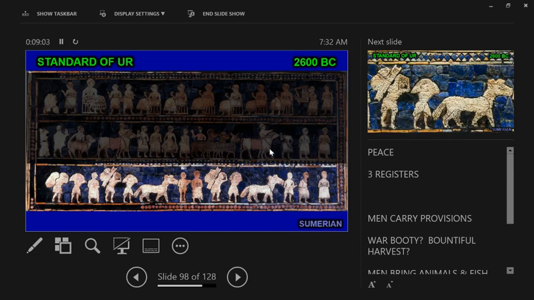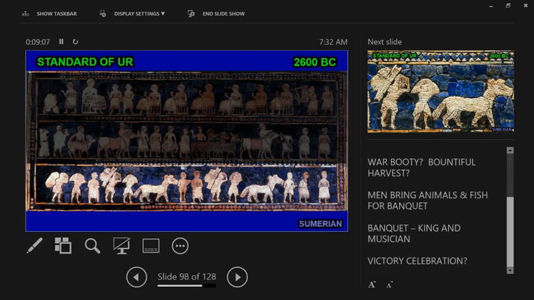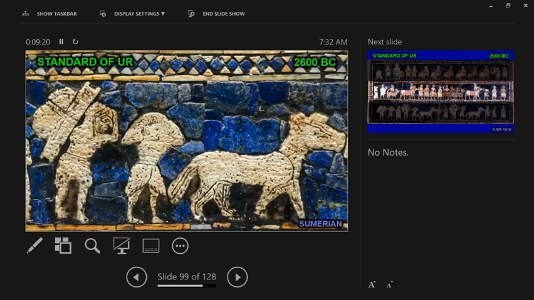So at the bottom section, we have men bringing animals, fish, for a banquet. And the banquet is at the top of the top register. It's the king and musician. And they're also wondering, is this a victory celebration after the battle?